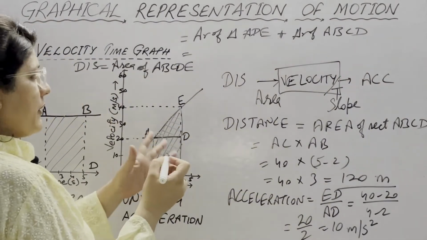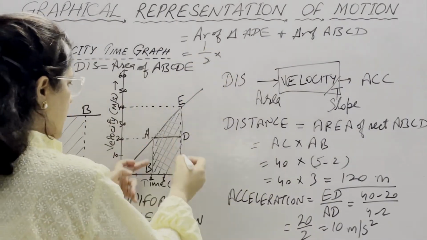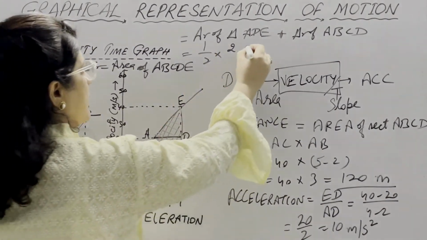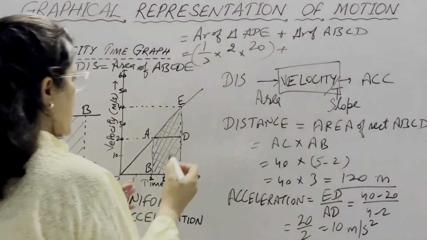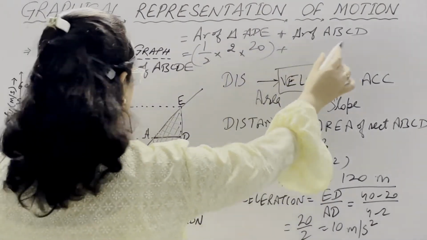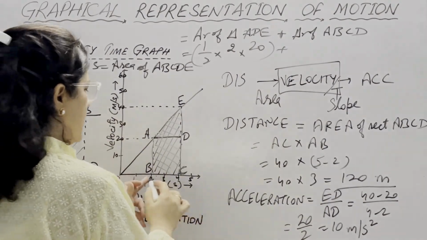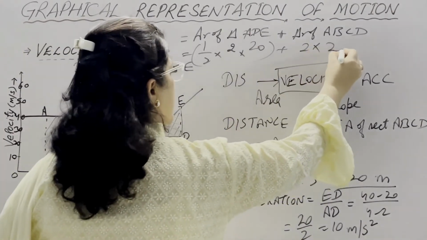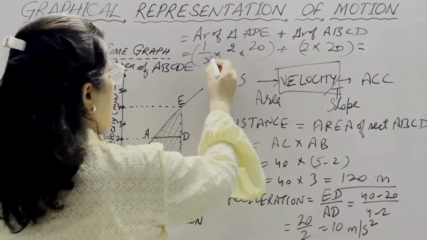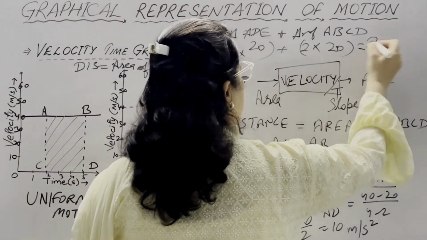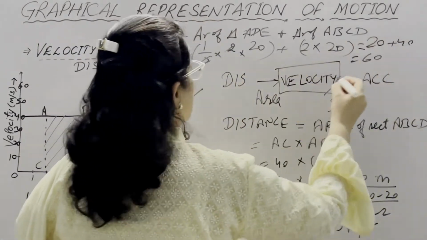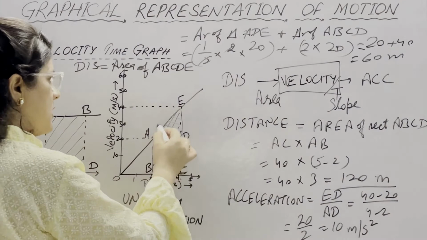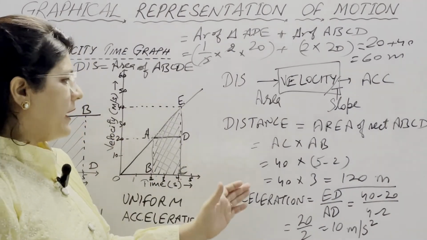Now area of triangle is half into base into altitude. So half into base, which is 4 minus 2, which is 2, and altitude is 20, plus area of rectangle ABCD. Rectangle is length into breadth. 4 minus 2 is again 2, and here it is again 20. So its value is 20 plus 40, which means 60. So 60 meter is the distance covered by this particle within this boundary AE.